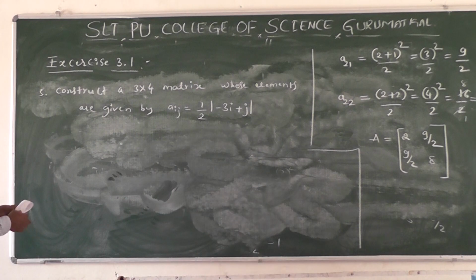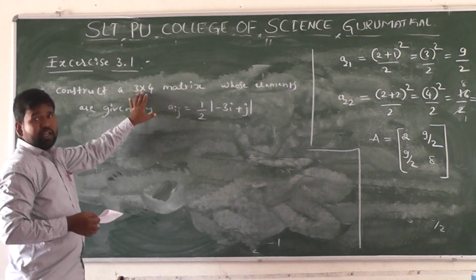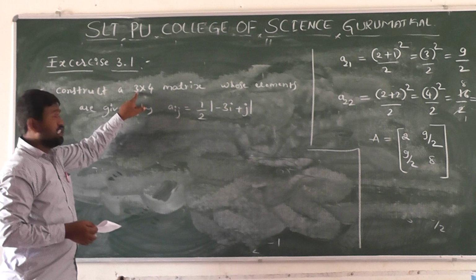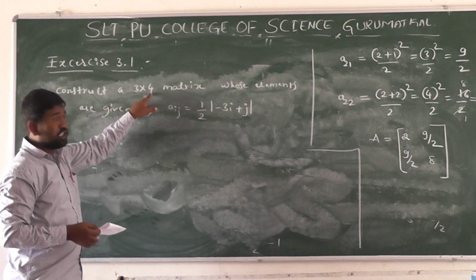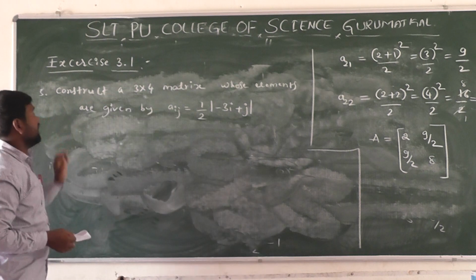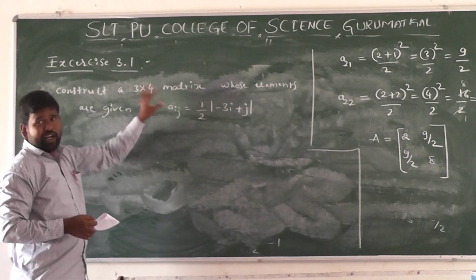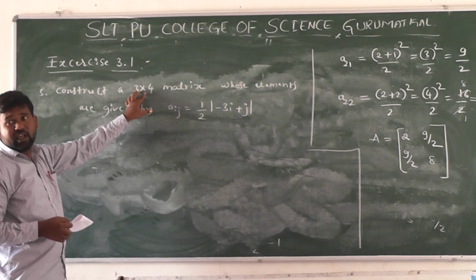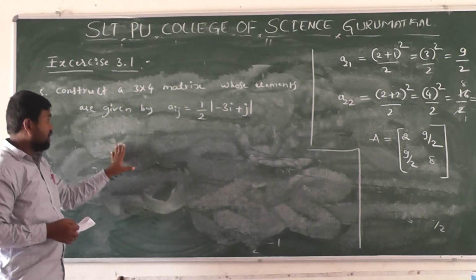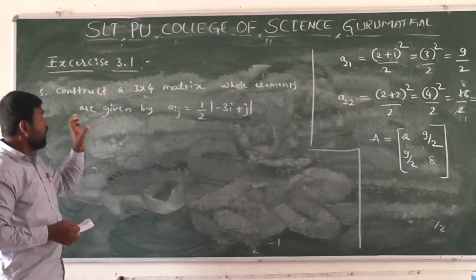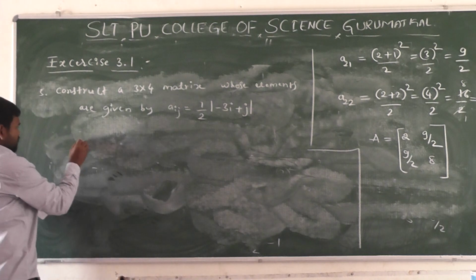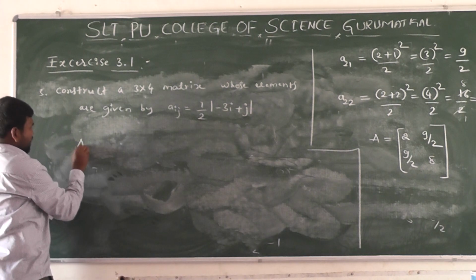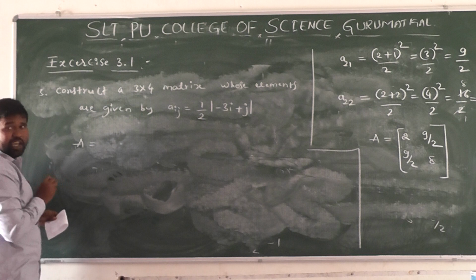Right? Here, what is the order of the matrix to construct? 3 cross 4. Here 3 is nothing but rows and 4 is nothing but columns. We have to construct the matrix with 3 rows and 4 columns. Then how many elements are present in the matrix here? 3 fours are 12. We have to write 12 elements. Right? First we have to take any capital letter for the given matrix. We have to take here A equal to.